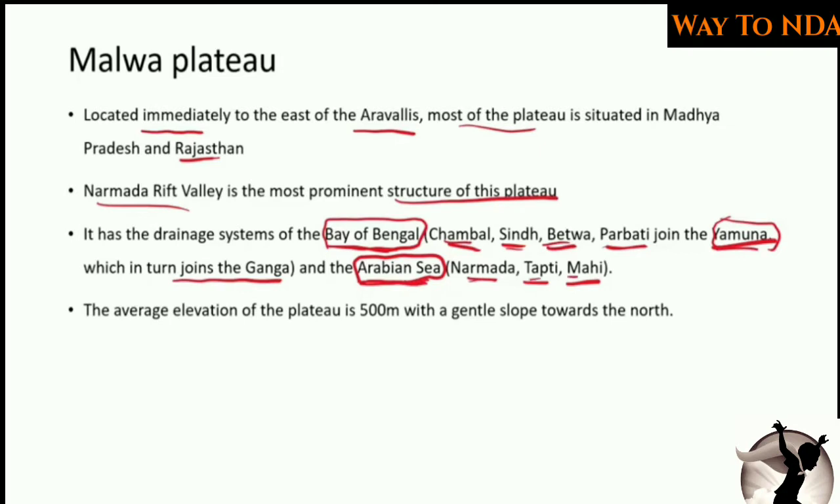Now the average elevation of this Malwa Plateau is 500 meters, with a gentle slope towards the north. So remember, the gentle slope towards the north, and this is the reason why the rivers Chambal, Sindh, Betwa, Parbati, which originate in the Malwa Plateau, flow in the north direction.